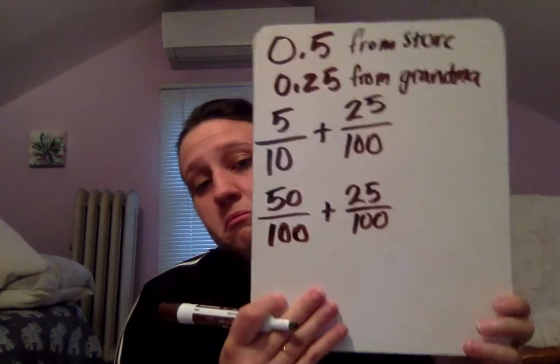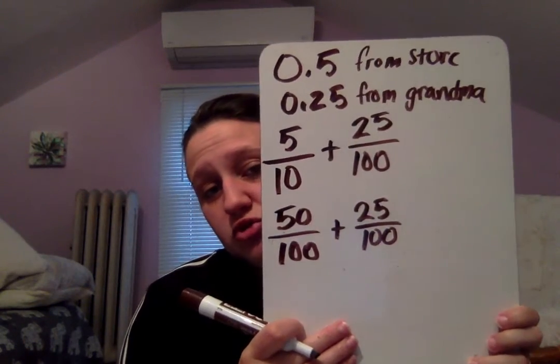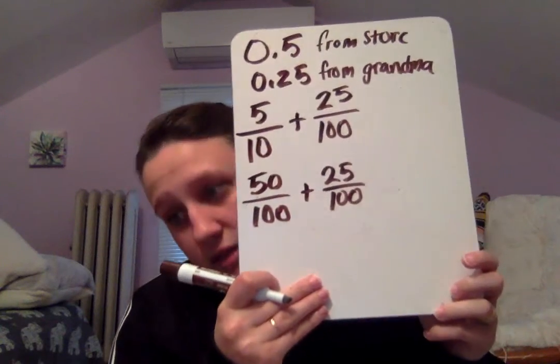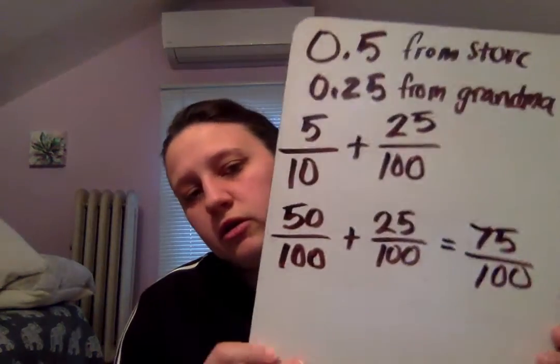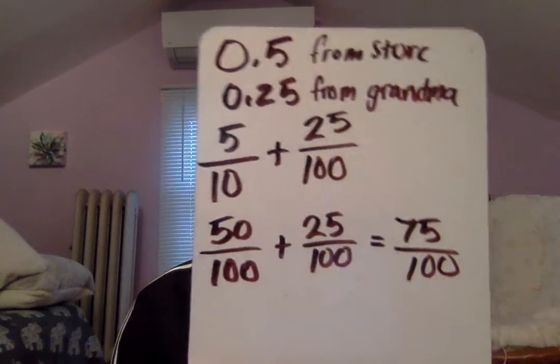Boom. And we know that 50 plus 25 is 75, just like quarters, plus 100. Over 100, I mean.